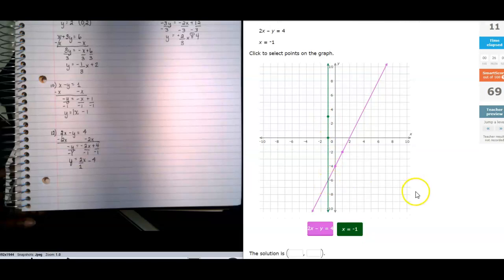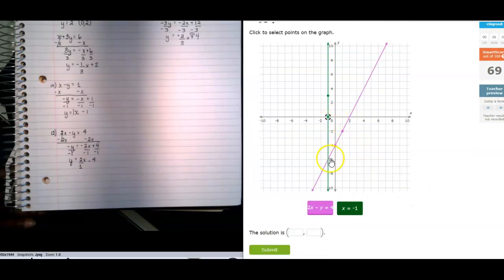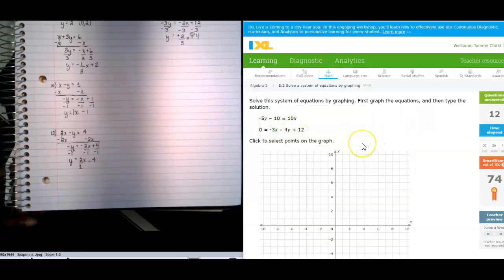And our intersection is at negative 1, negative 6. So negative 1, negative 6 is the solution to our system.